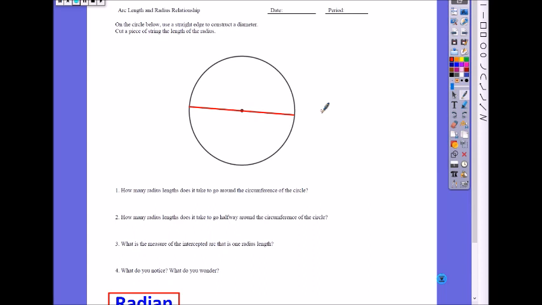So what you're going to do is cut a piece for the length of the radius. It's this long, right? You see it? And you're going to just try your best and put your radius length around the circle and see how many times it goes around. Here's one.